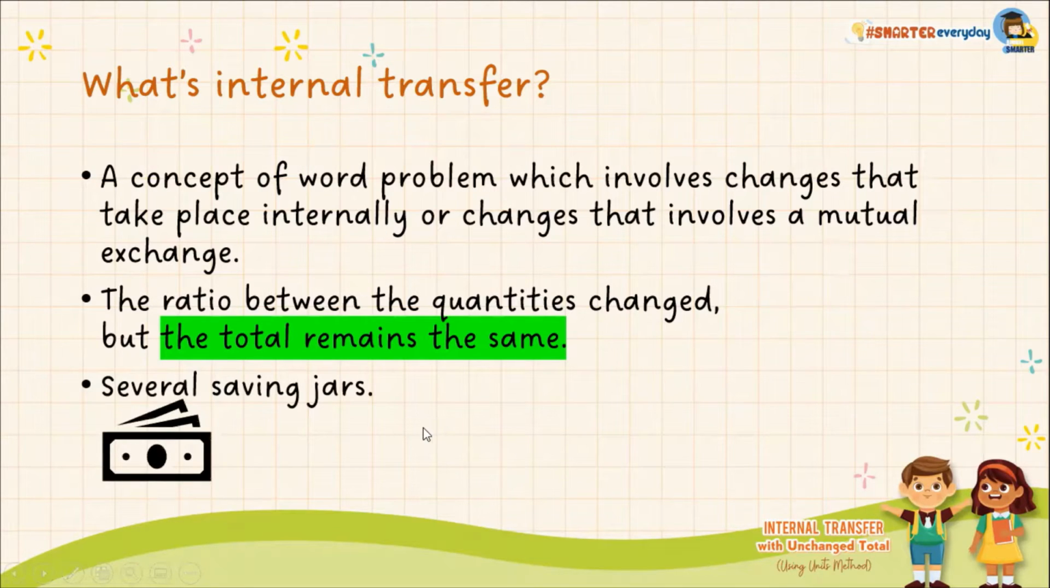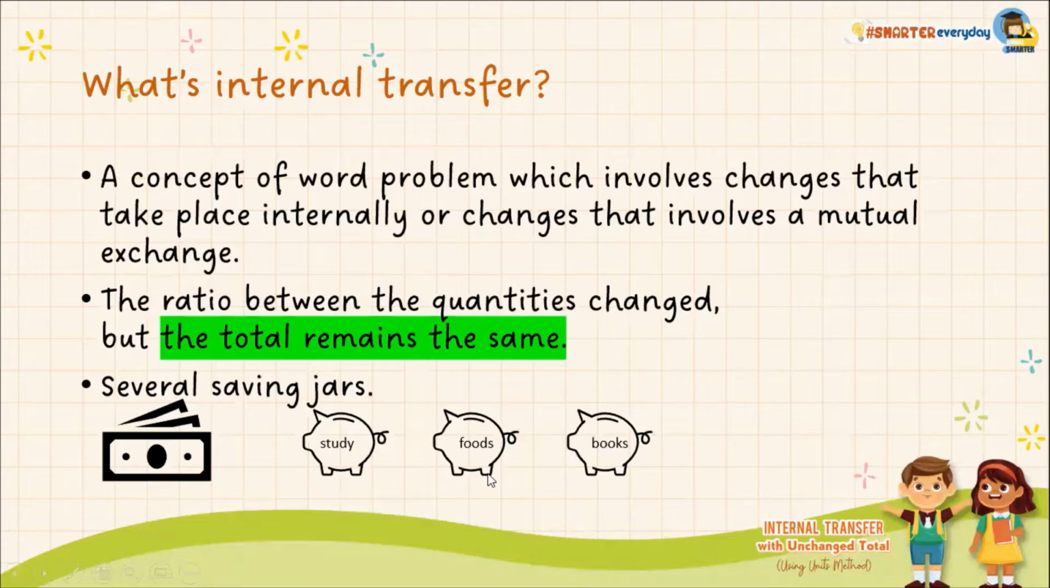You have some money, you put it inside your study saving jar, you keep some in your food saving jar, you keep some in your book saving jar, and also in your traveling saving jar. Let's say you have $100 first in your study jar, and then $20 in your food jar. Books jar has $50 of your money, and then the traveling jar has $30, and that will make up to 200, right?